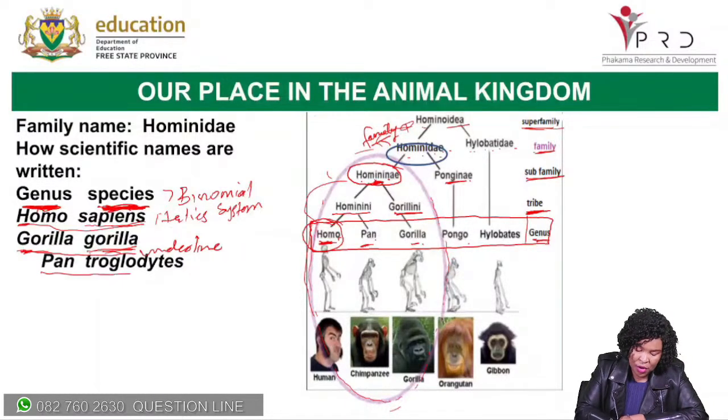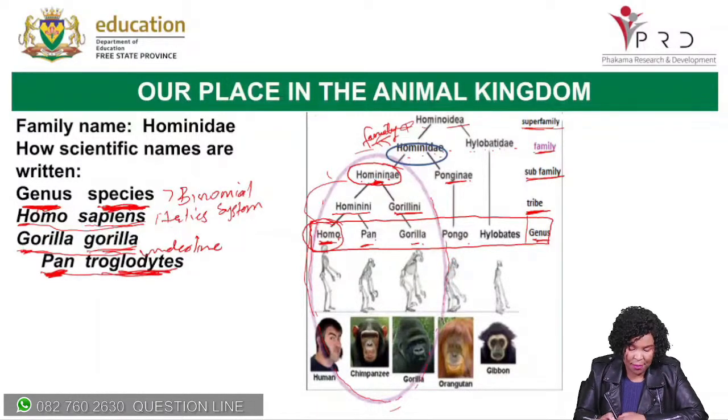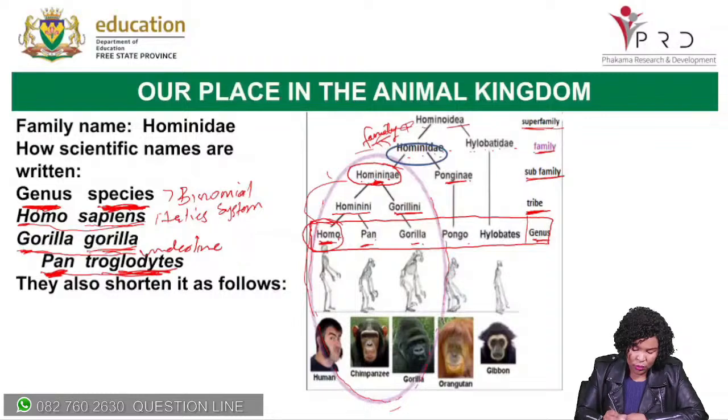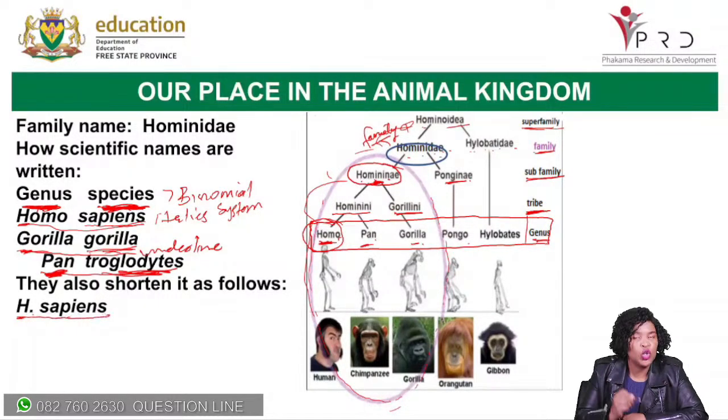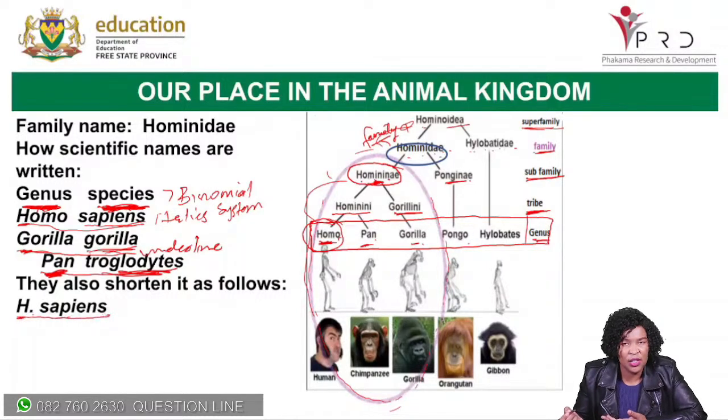And then the pen, troglodytes: pen will tell you the genus name, troglodytes will tell you the specific species name. So you can also shorten them as follows. You can write H. sapiens, but remember to underline or italicize. With a pen or handwriting you can't show italics, so the best way if you are using your hand is to underline.